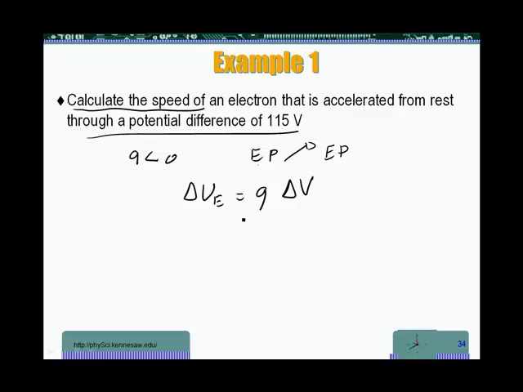And in this case, the change in voltage is given, 115 volts, and the charge of an electron is minus 1.6 times 10 to the minus 19 coulombs, times 115 volts.